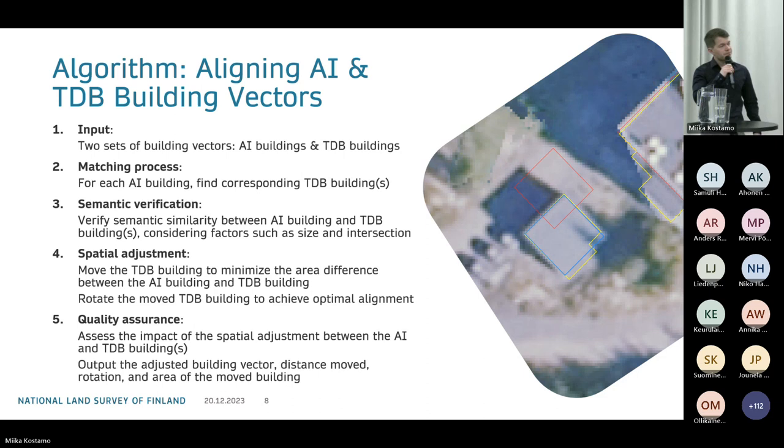And finally, we assure that the quality is good by checking that the moved and or rotated building is taking a larger area from inside the AI building than it did before moving or rotating building. And finally, the algorithm outputs all the adjusted buildings, distances each building moved and rotated, and the area of each moved building. And on the picture, you can see again that there is a large difference in the red area, that is the topographic database building, and the yellow area, that is the AI building. And then the red building has been moved to the position of the blue building that you can see.